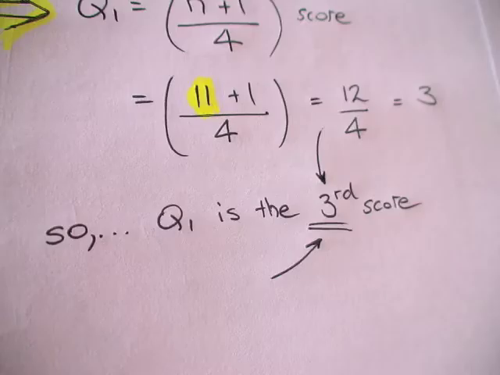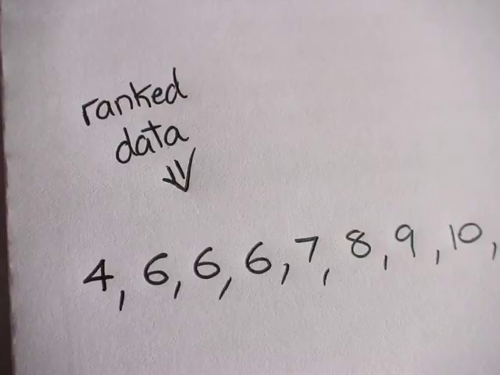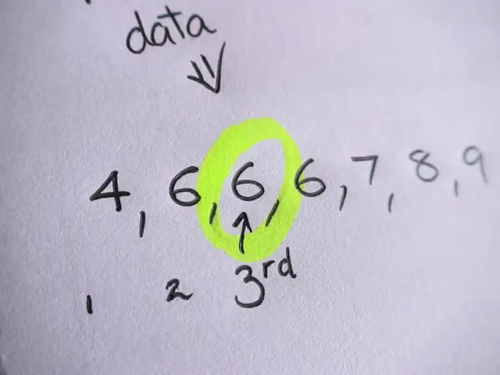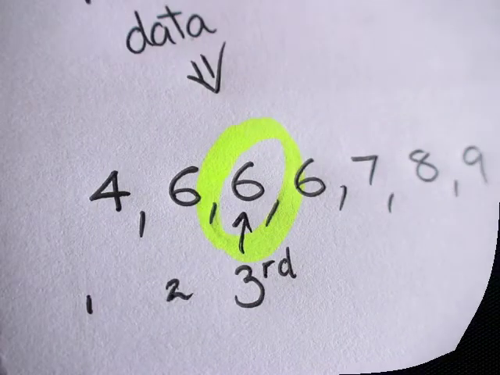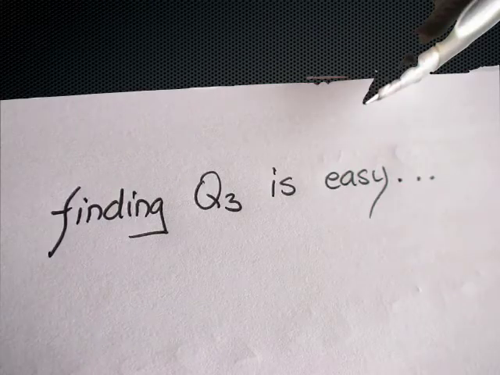Note, 3 is not the median, but it tells you where to find the quartile. So Q1 is actually the third score. We go back to our ranked data and count through. We find that the number 6 is the third score. Therefore, Q1 equals 6.